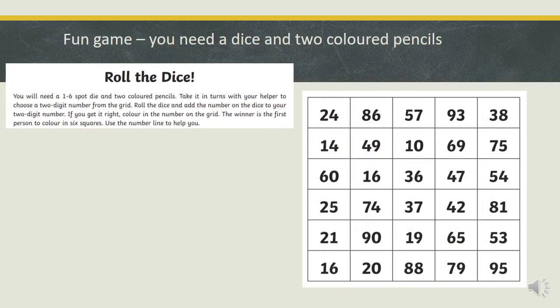And lastly, I've given you a game to do. You need a dice and 2 coloured pens. You can find a dice online that will roll for you. So you're going to take it in turns with your helper to choose a 2-digit number from the grid, roll the dice and add the number on the dice to your 2-digit number. If you get it right, you colour in the number on the grid. The winner is the first person to colour in 6 squares, and you can use a number line or a ruler to help you. So have a fun time with that game.